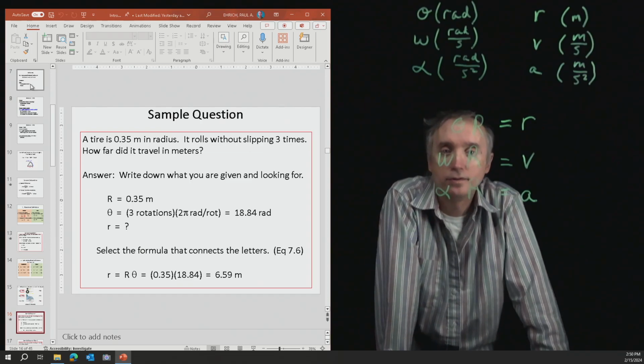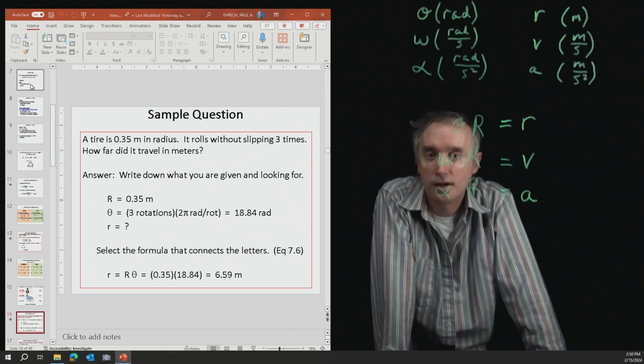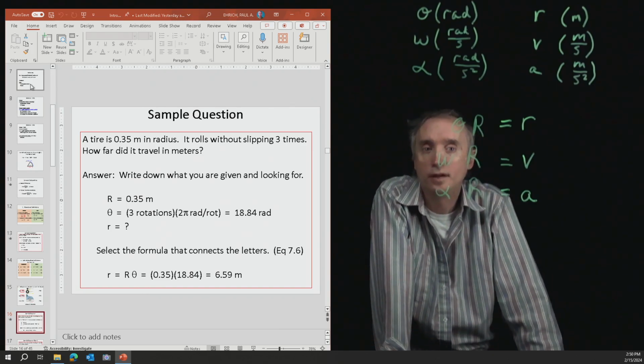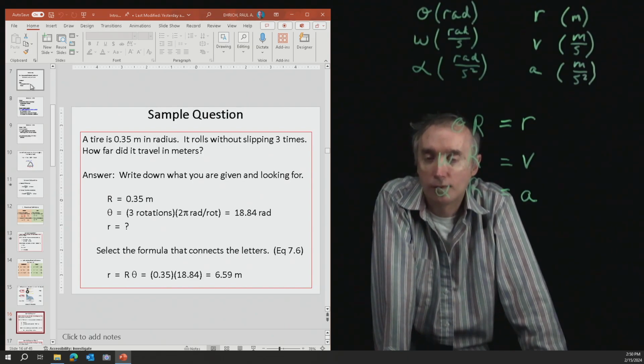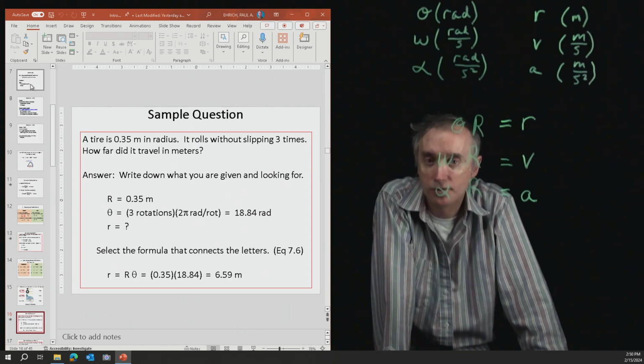You have a tire that is 0.35 meters in radius. It rolls without slipping 3 times. How far did it travel in meters? So let's write down what we're given and what we're looking for. We know the radius, and radius is given by capital R. So the radius is going to be 0.35 meters.